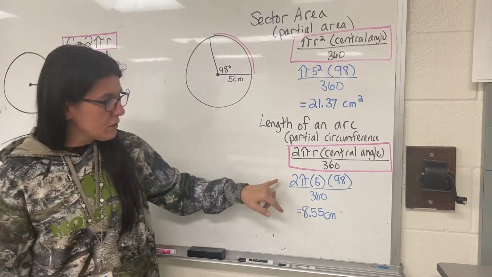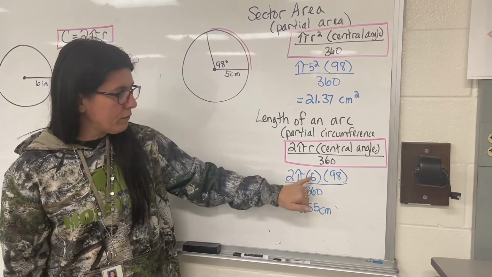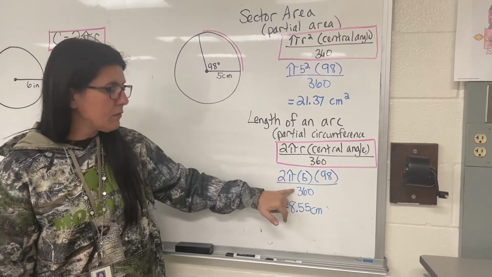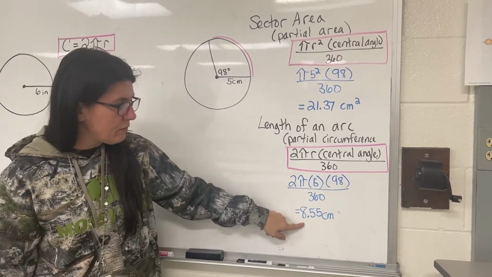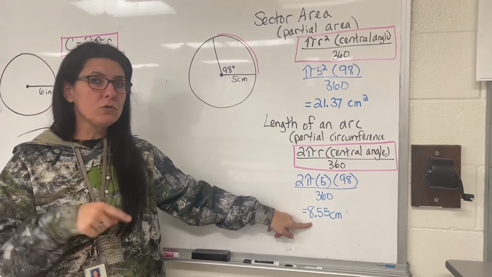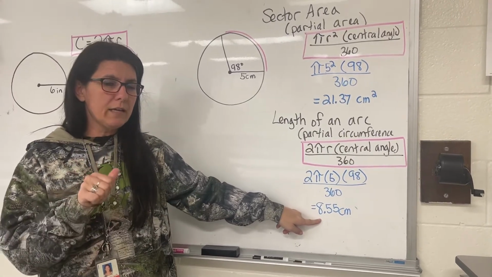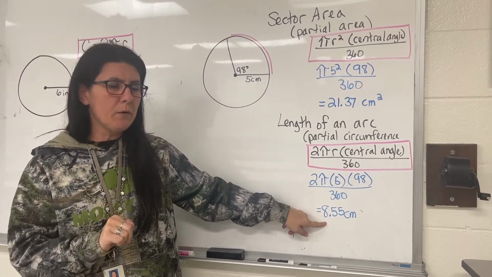When you plug this into your calculator, 2 times 3.14 times 5 times 98 divided by 360, the length of this pink arc is 8.55 centimeters. It's partial circumference. If you need to watch that again, go ahead and do that. If you have questions, let me know.